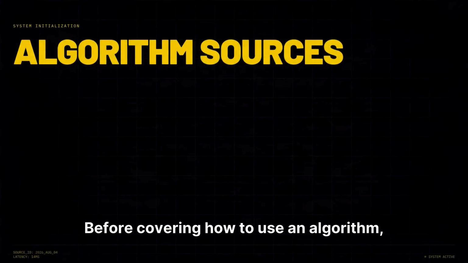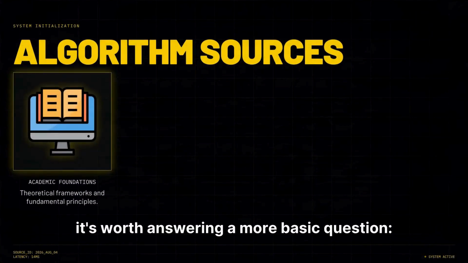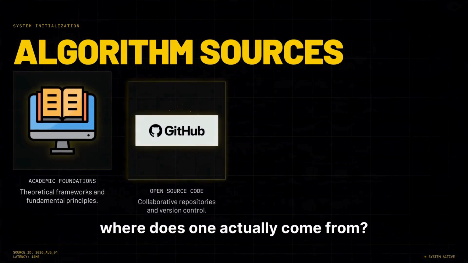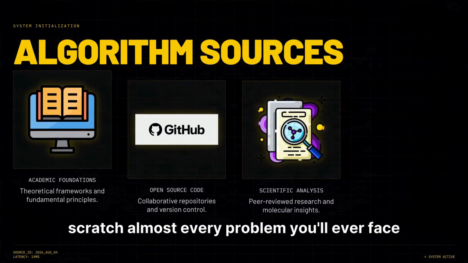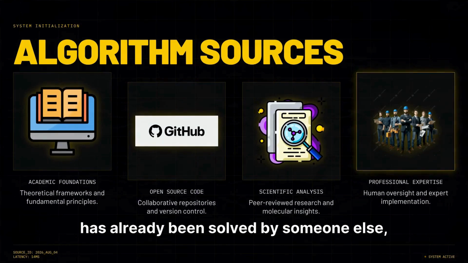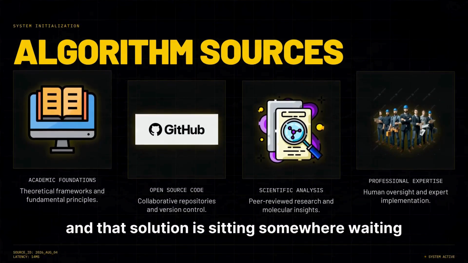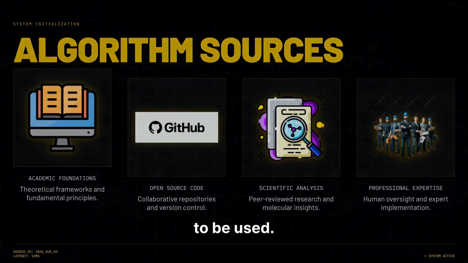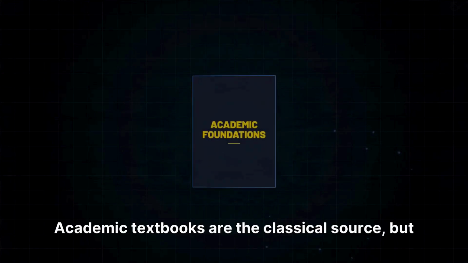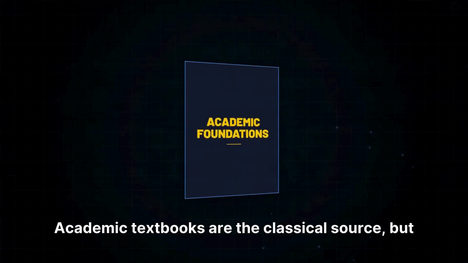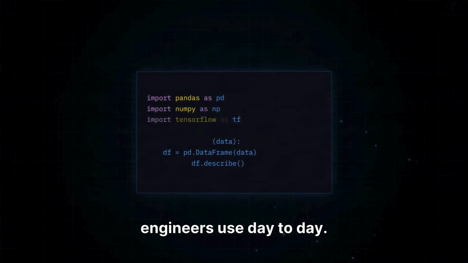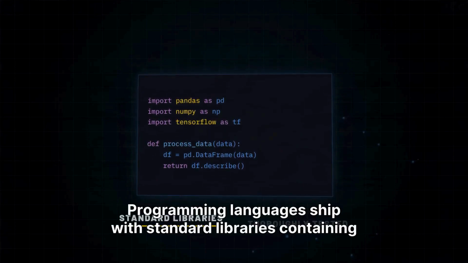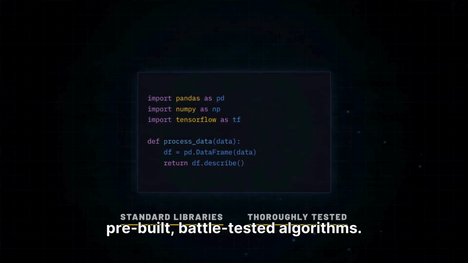Before covering how to use an algorithm, it's worth answering a more basic question. Where does one actually come from? You very rarely invent an algorithm from scratch. Almost every problem you'll ever face has already been solved by someone else, and that solution is sitting somewhere waiting to be used. Academic textbooks are the classical source, but open source libraries are the practical source most engineers use day to day. Programming languages ship with standard libraries containing pre-built, battle-tested algorithms.